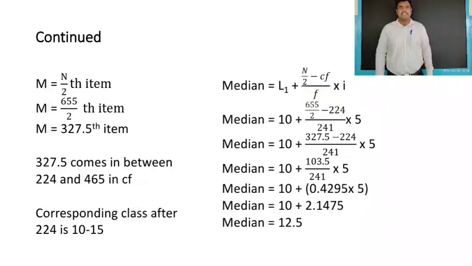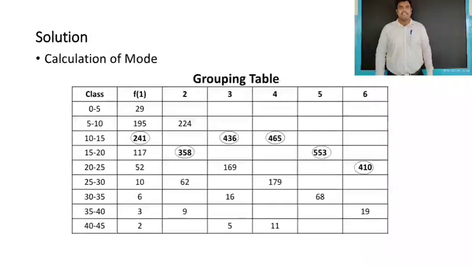Then I'll apply the formula: L1 plus (n by 2 minus cf) divided by f, into I. L1 refers to the lower limit of the median class, and n by 2 is the value that you have calculated. cf is the cumulative frequency preceding the median class. f refers to the frequency of the median class and I refers to the class interval. So when I substitute and simplify, the median is 12.5.